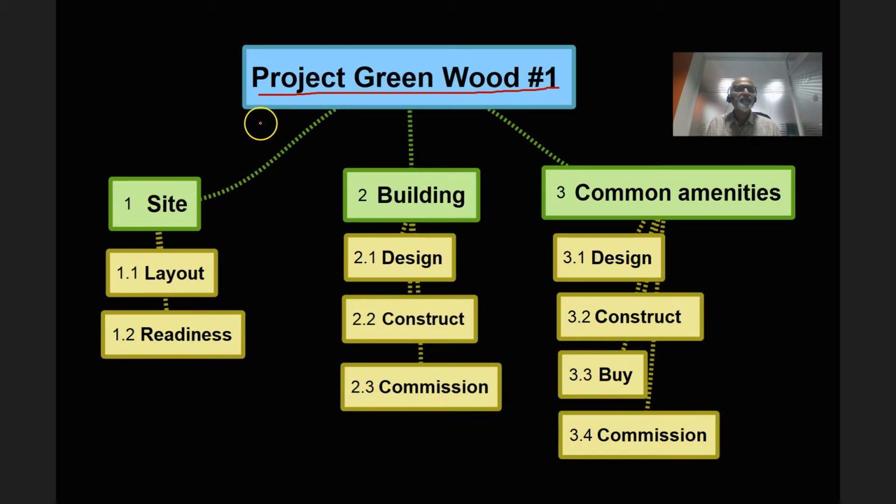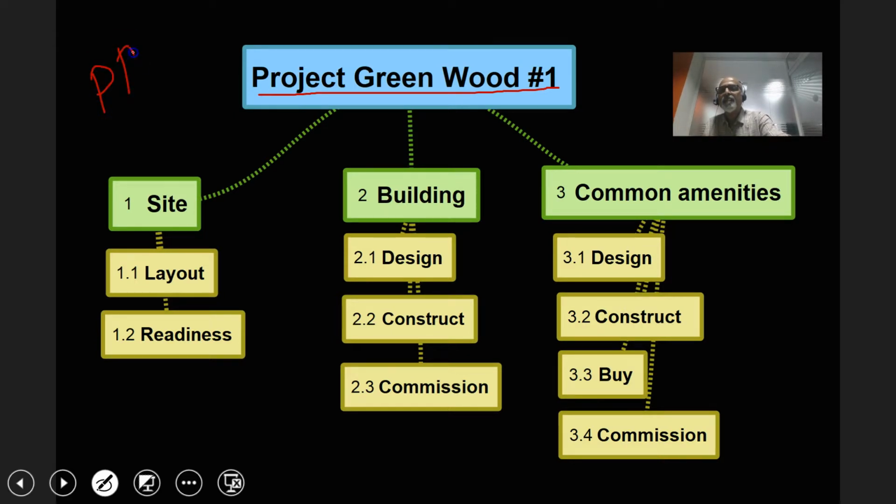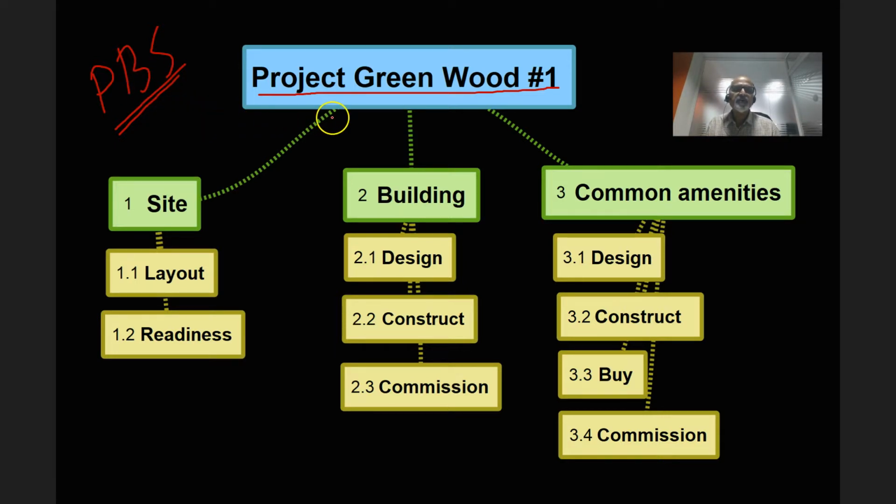Now the first step is we break it into a product breakdown structure. So we look at the deliverables, we focus on the deliverables and create a product breakdown structure. So in this project, that is Project Greenwood, first thing is the site part of it, then the building, and then the common amenities. So the site can be decomposed further. The first is the layout of the site must be ready, and the site must be ready for construction.